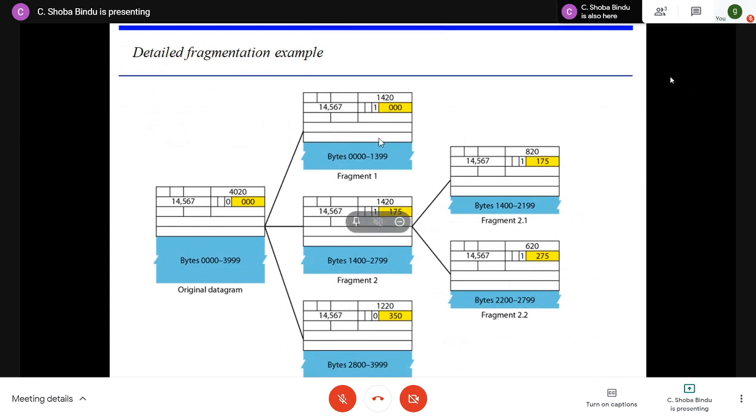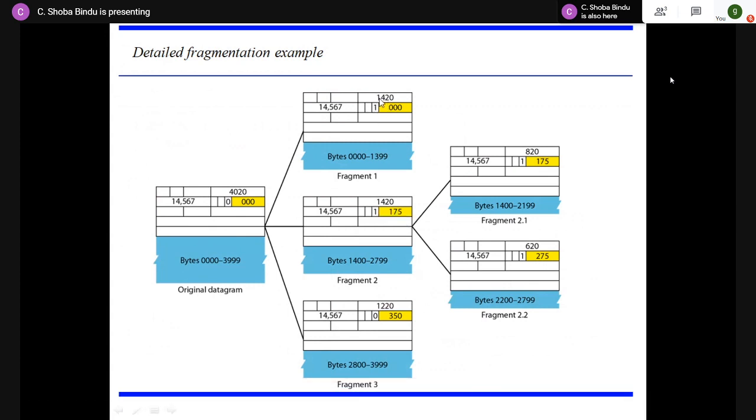this particular fragment here. It holds the values from 0 to 1399. So 1400 is the size of the data that is being transmitted. For every fragment, you will be having a header. So this will be 1420, including the header. That is the size of the first fragment. And the size of the second fragment is also 1400 bytes plus 20 bytes is the header that you are going to have. Here you can see that the offset is 175.